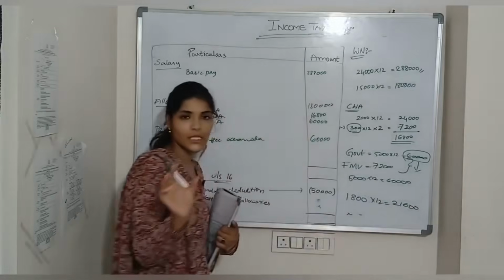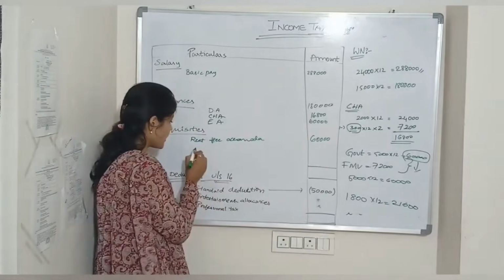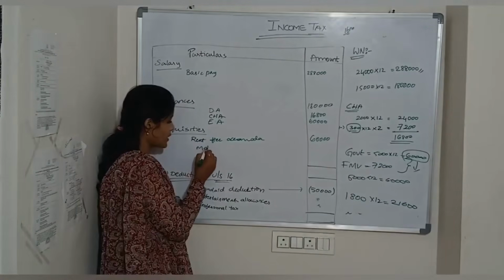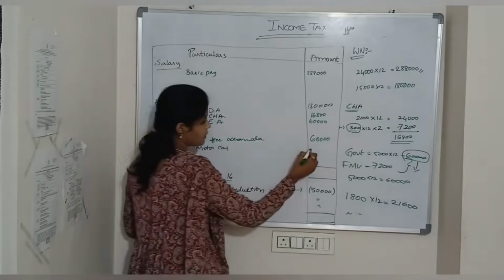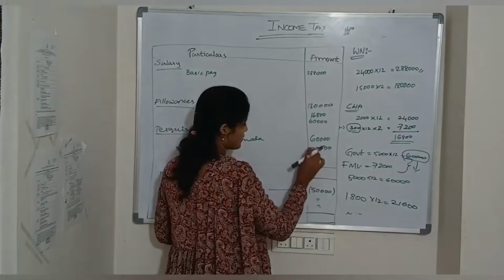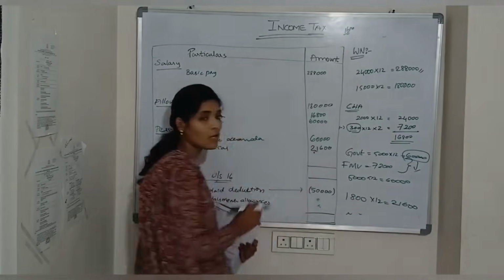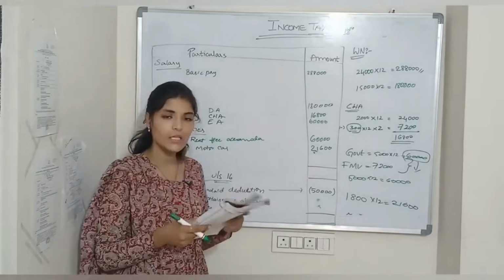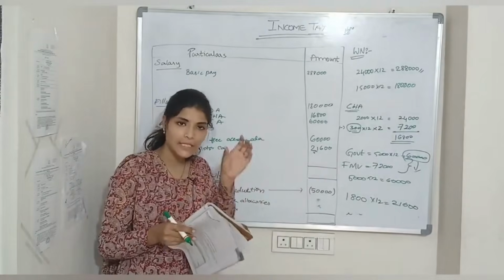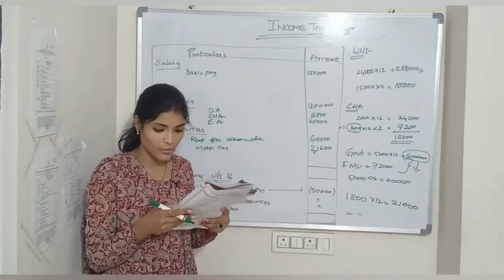21,600. Motor car ante personal ki sambandhinchindi kada ikkada. Got it, students? I hope you are getting. So understand అవ్వకపోతే చూడండి మళ్ళీ ఒకసారి వీడియోని, you will get it.